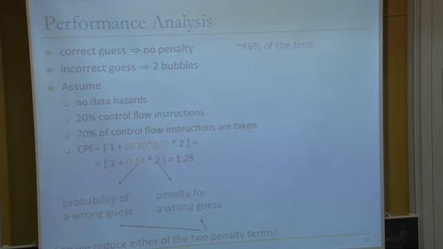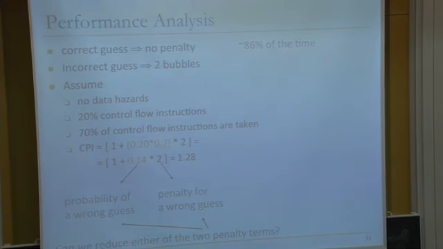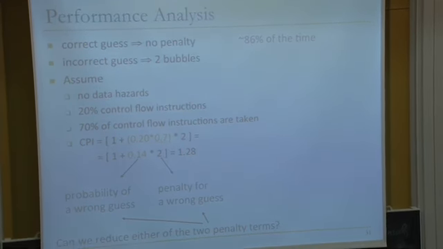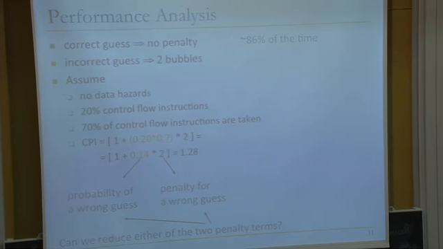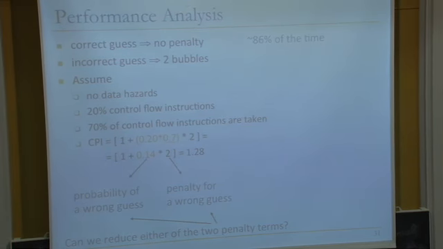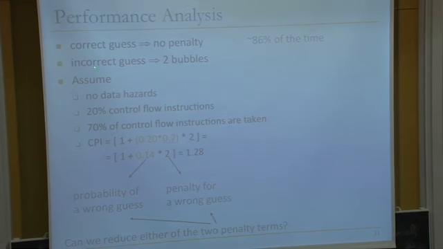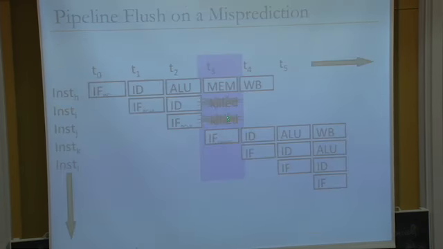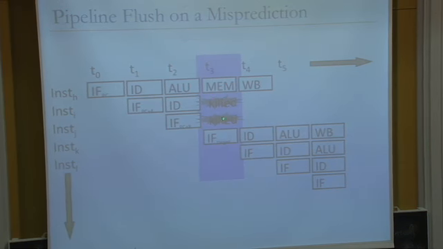So what does this mean? This means that if you guessed correctly, there is no penalty, right? You can keep fetching, and you kept the pipeline full. And remember, 86% of the time, this is the average number that we came up with earlier, you'll be correct. If you're incorrect, then in this case you have two bubbles, two cycles, because you flushed two instructions.